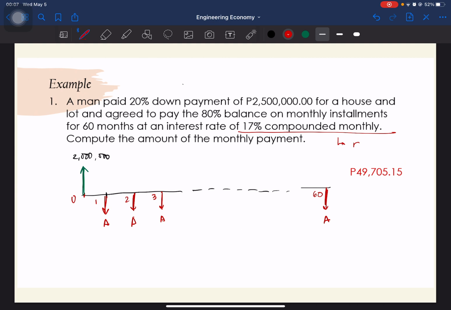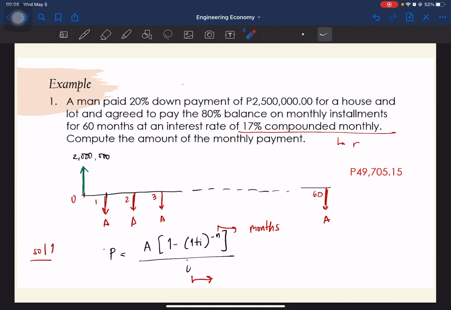So, ayan. The next, yung solution 1 natin, yung gagamitin ko is, ano yun? We have the present worth equals A times 1 minus 1 plus I raised to negative N, over I. I am not using M and R. Okay? I am simply using N and I. Yung N ko rito is number of months or number of payments. Of course, that's 60.